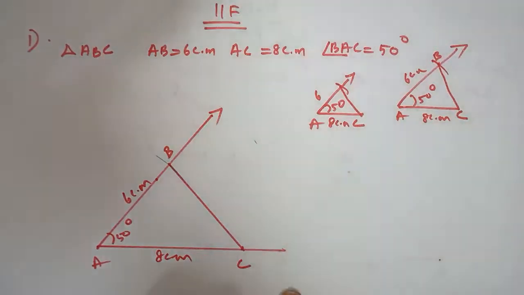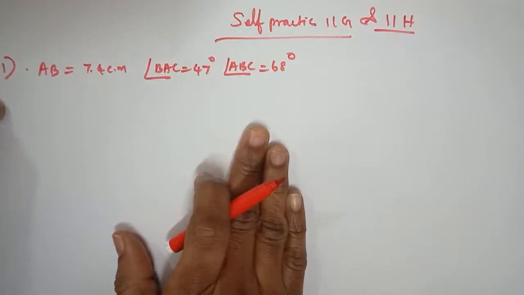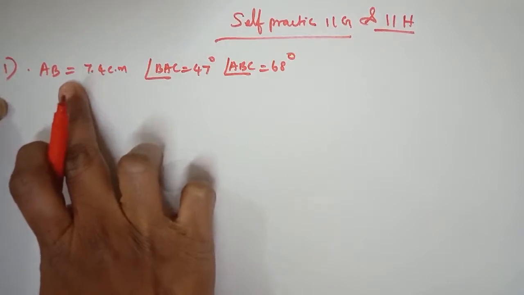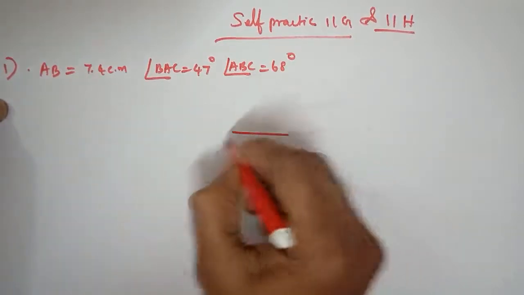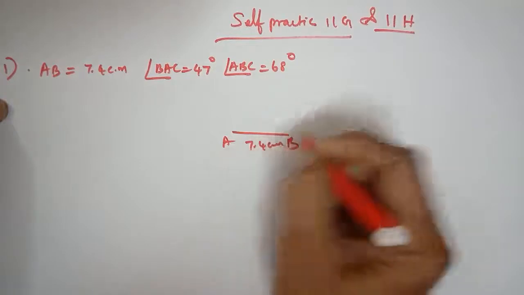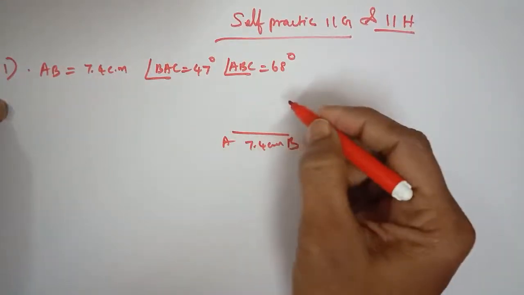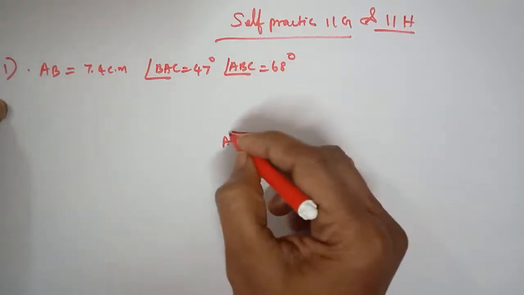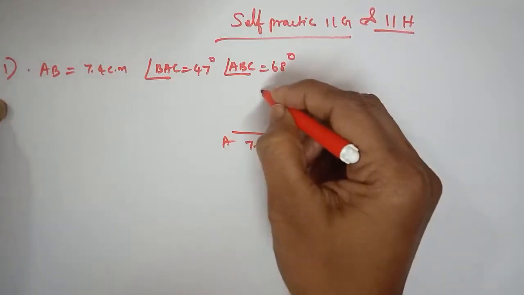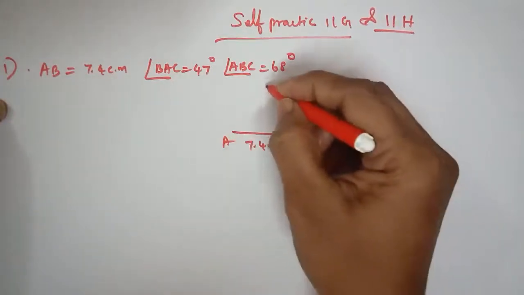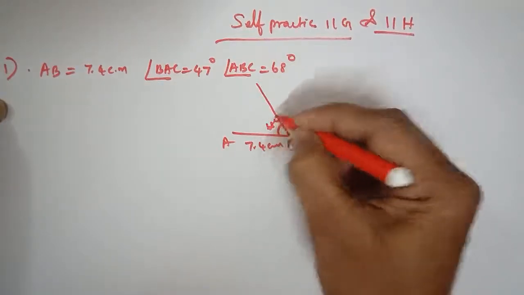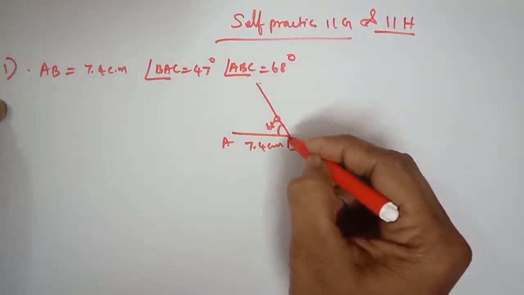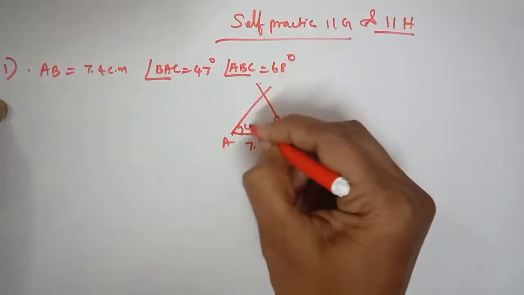Is it clear? Good. Then listen students, here self practice 11G first question. AB, there is only one side, so you should take this side as common. Okay, so here rough diagram, AB 7.4 centimeter. BAC 47 degrees, ABC 68 degrees. So ABC is 68 degrees. Then CAB, or otherwise BAC, this is 47 degrees.